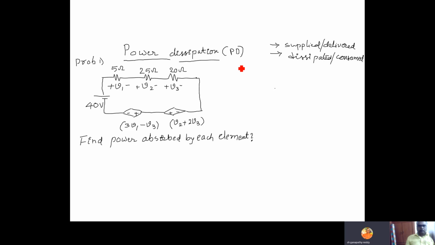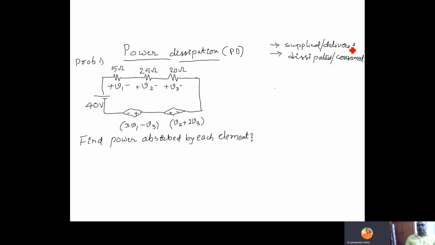Okay, today's topic is power dissipation: how power is dissipated in an element or source, etc. It is not a technique to solve problems. It is another concept for how we can find power dissipation. In this topic, we come across different words.